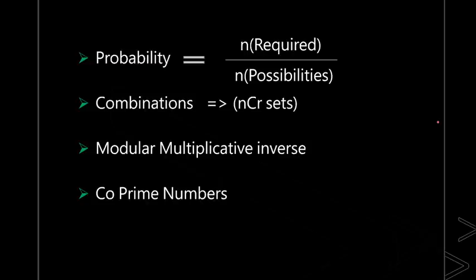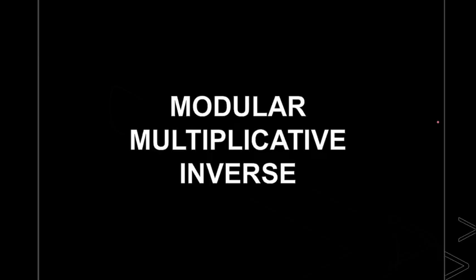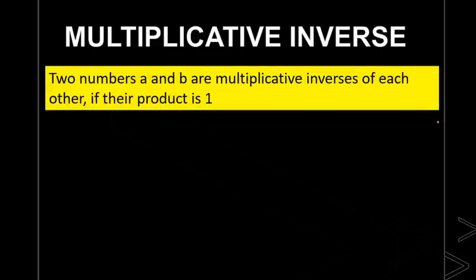Next we are going to understand modular multiplicative inverse, right? Before I tell you what modular multiplicative inverse is, first you need to understand what a multiplicative inverse is. Two numbers A and B are multiplicative inverses if their product is 1. Multiplication is nothing but product. When I multiply the two numbers, my product should be 1, which is A into B is equal to 1.